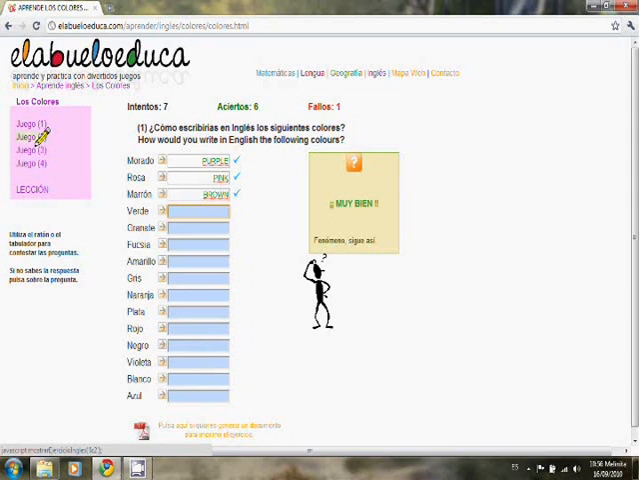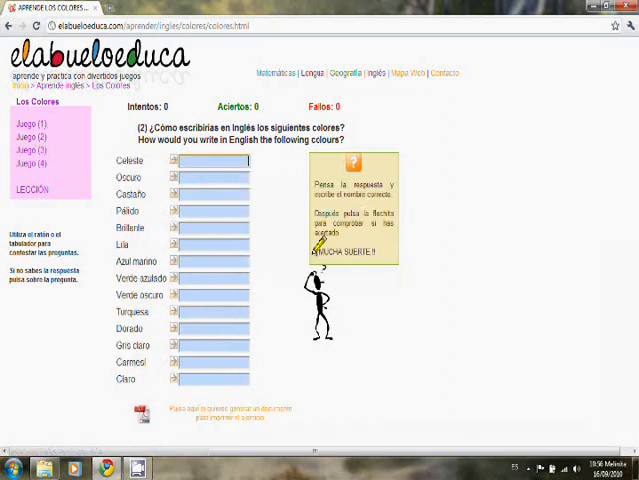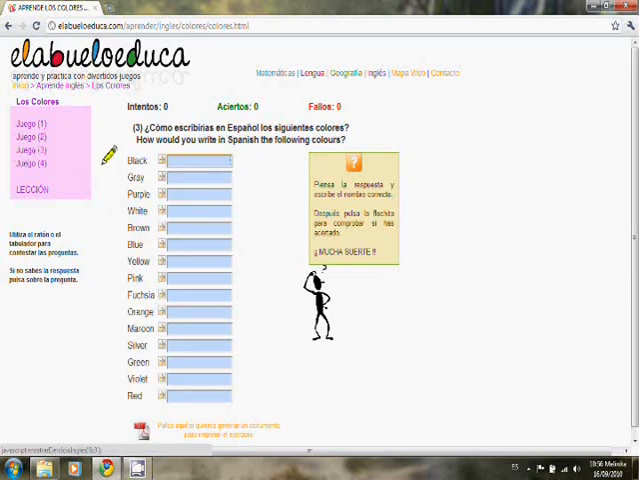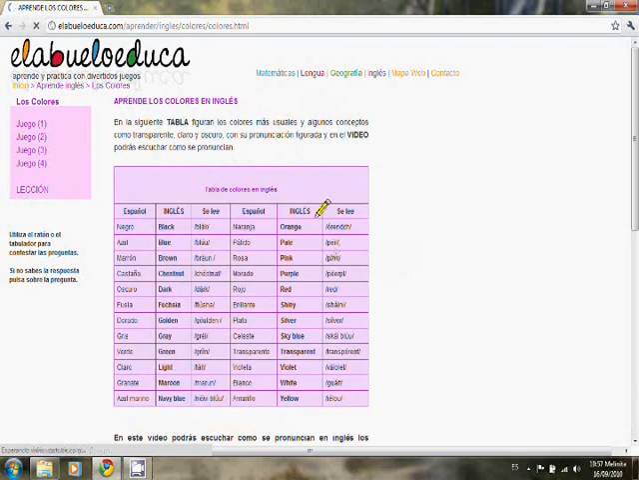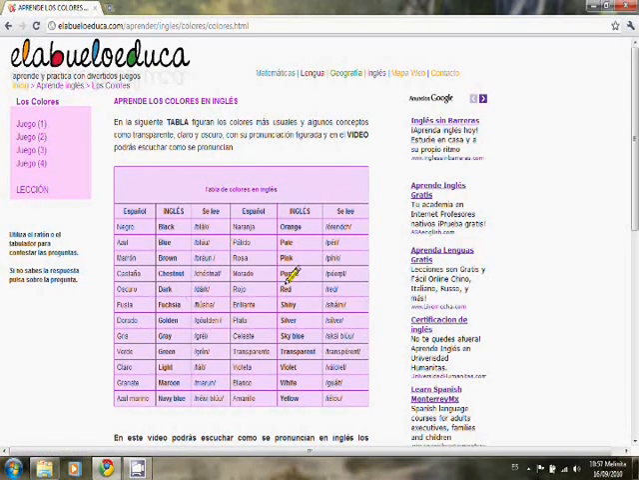So it's basically practice. Here we have the other colors that you could write in English, and here how do you write it in Spanish? So it's just the other way around. And you can go back to the board and keep on practicing. And that's about it for the colors.